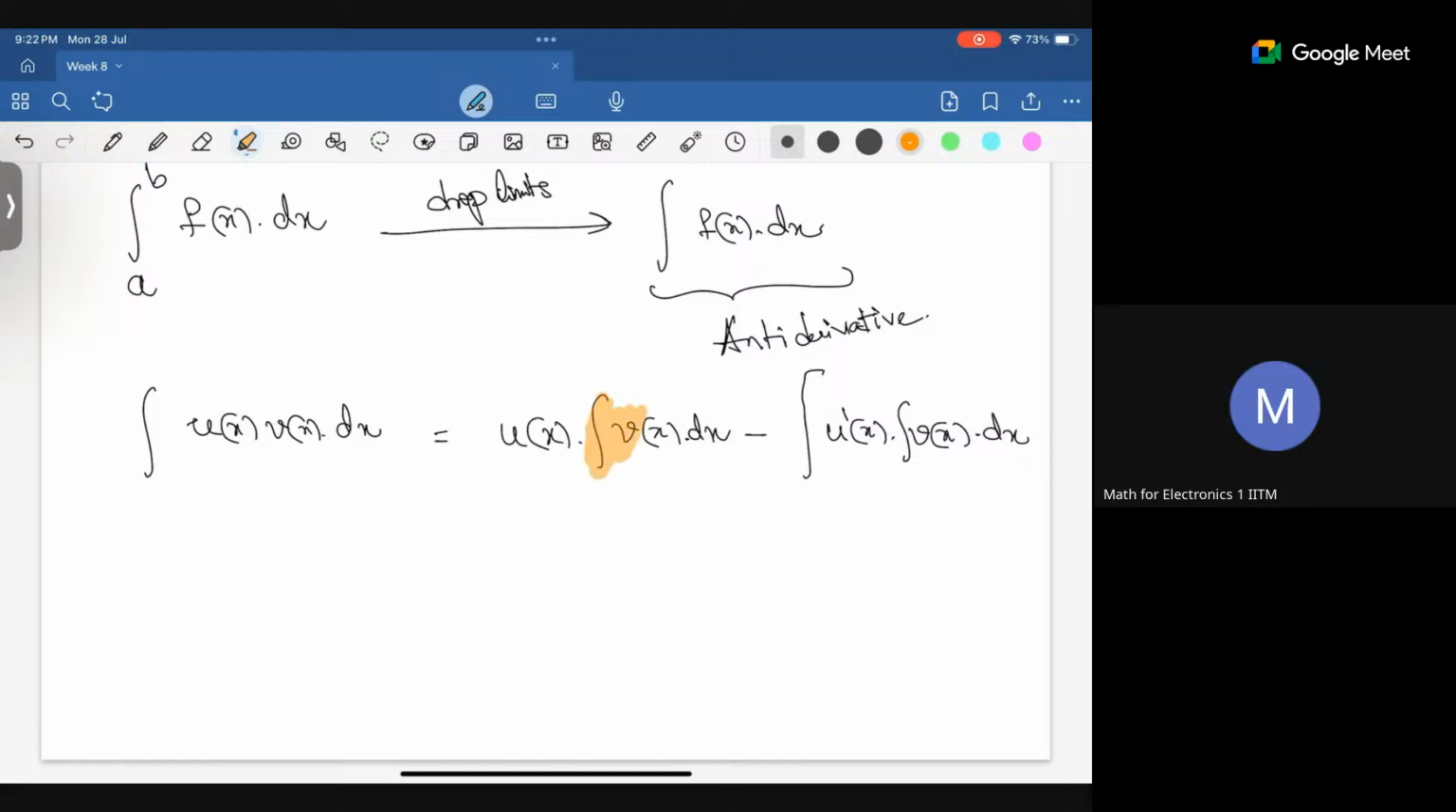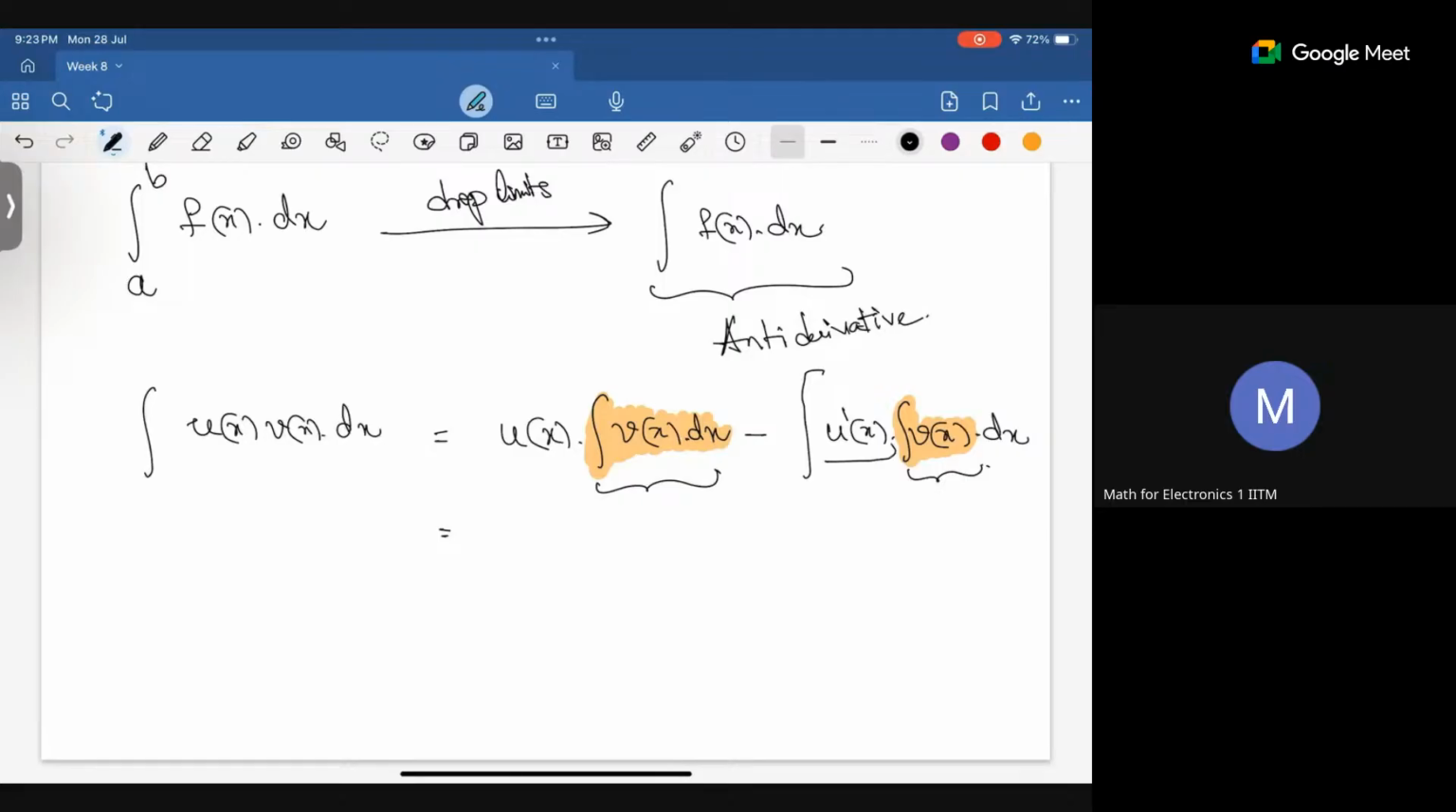We have to compute this integral of v of x dx. So in both terms we have that. In the first term, we have u of x. In the second term, we have to take the derivative of u. Here we have only a single function and we know how to compute this integral of v of x. That is why we break f of x into u of x times v of x, where I know the integral of v of x. That is how you should break it.